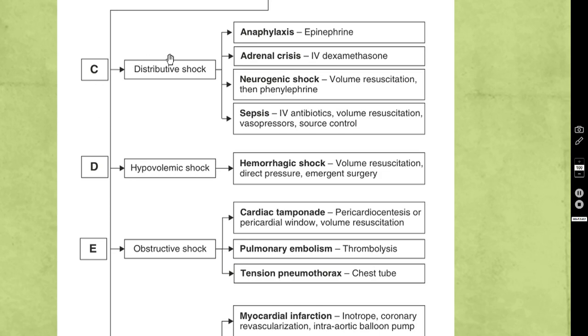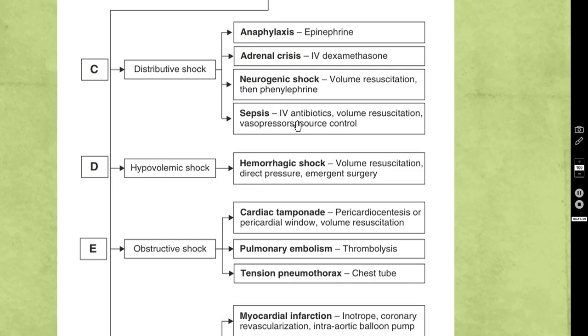Now, after doing all these things, we will be knowing the 4 types of shock. If it is distributive shock, if it is anaphylactic, give epinephrine. If it is because of adrenal crisis, we have to give IV dexamethasone. If it is a neurogenic shock, we have to give volume resuscitation, then phenylephrine. If it is because of sepsis, then give IV antibiotic, volume resuscitation, vasopressor, and source control. That means you have to control the source of infection.